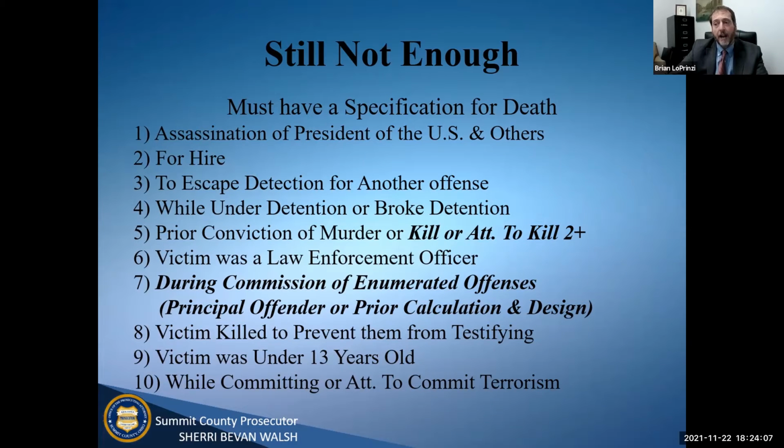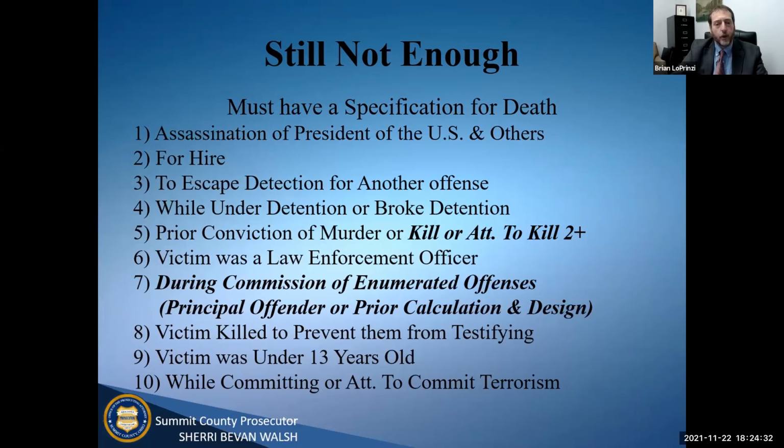You have to do it for hire. You can see, to escape detention for another offense. So if you're fleeing from a robbery and you shoot a witness or shoot somebody as you're leaving, that can qualify. Killing somebody under the age of 13. So the ones I have highlighted here and bolded are the ones that we typically use and have used in the past that are the most common.